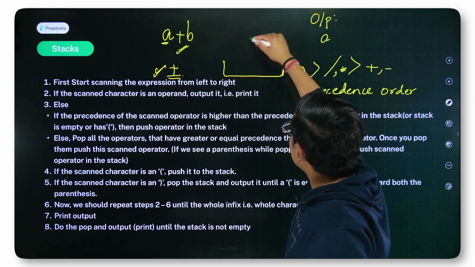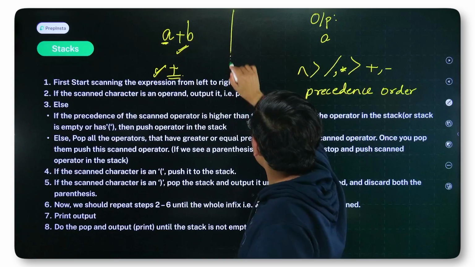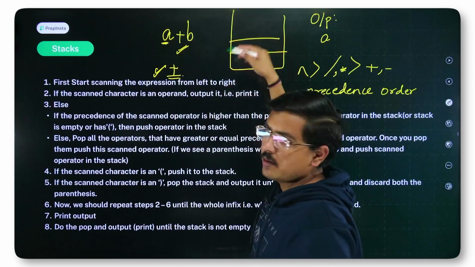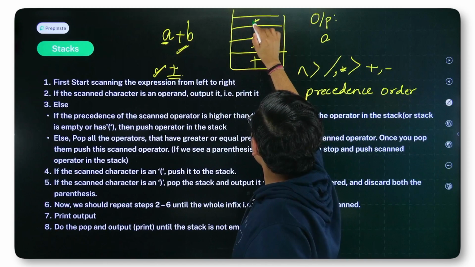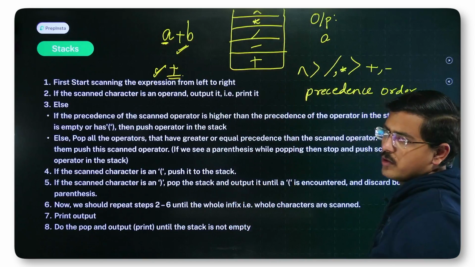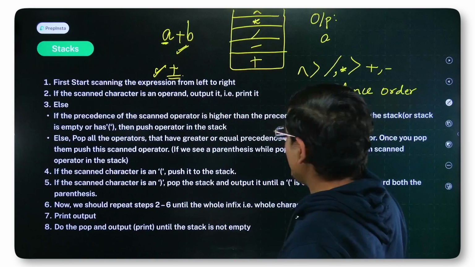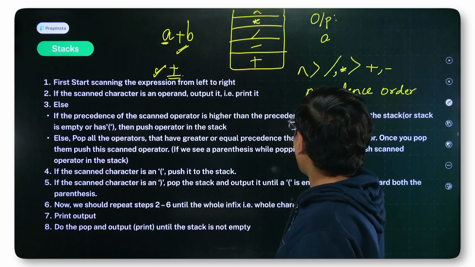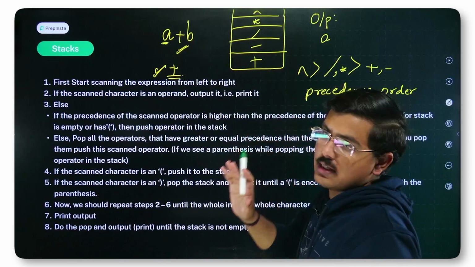Everything would be popped, fine, from my stack, and then when everything is popped, I'll push this and then I'll push everything back again, which is minus, then divide, then multiply, and then power, if I'm correctly remembering it. If there's some change in order, you can do the change, fine. So you pop out everything. Once you pop, then push this scanned operator inside, fine. And if we see a parenthesis while popping, then stop and push the scanned operator.